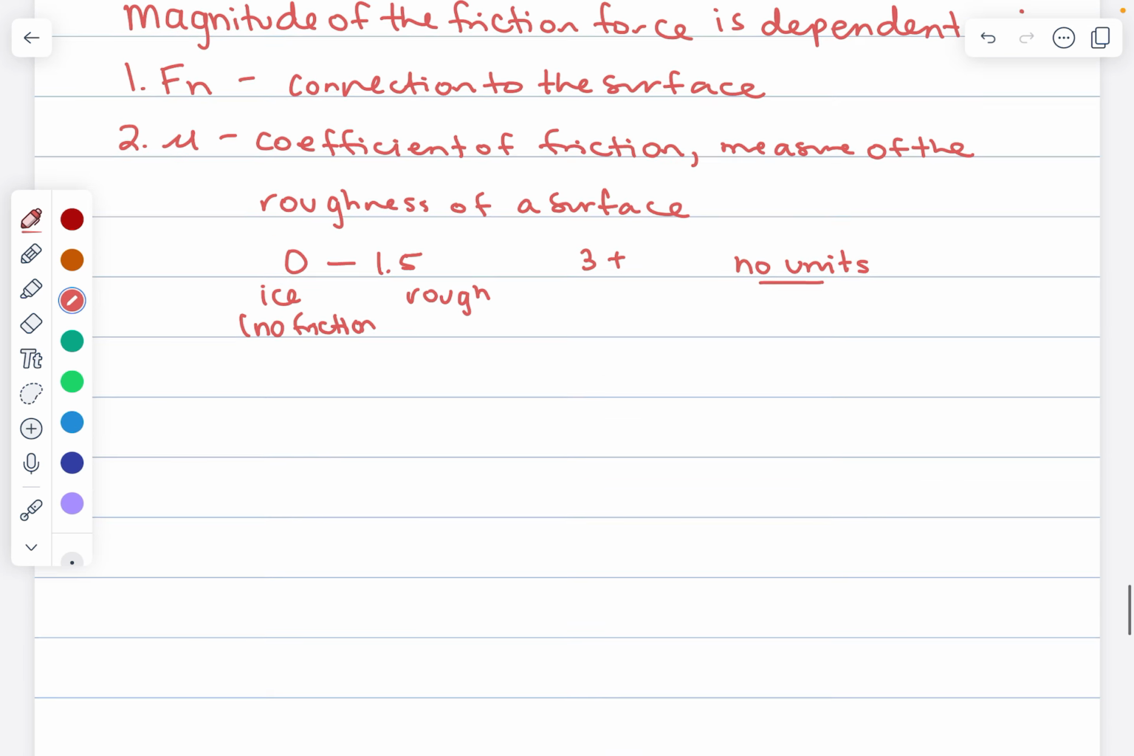So what that looks like is this. The force of friction is equal to the coefficient of friction times the normal force. So that is the force of friction is equal to the coefficient of friction times the normal force. And this is the equation I can use to find the friction force.